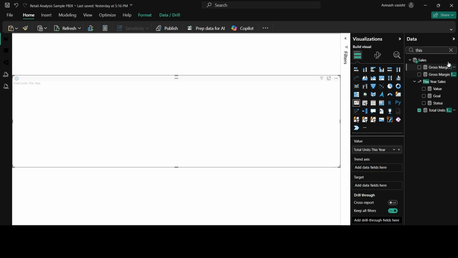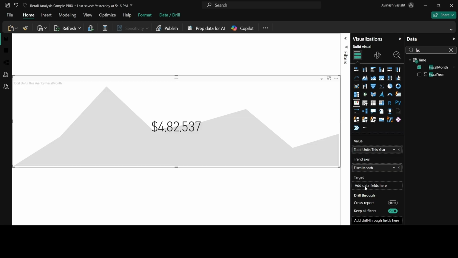And on the trend axis, we will put the months, the fiscal months that we have. And the target is last year's units sold, because we want to compare it with last year.